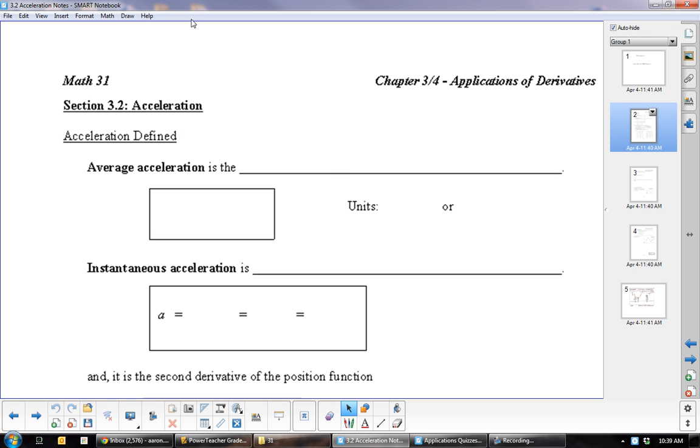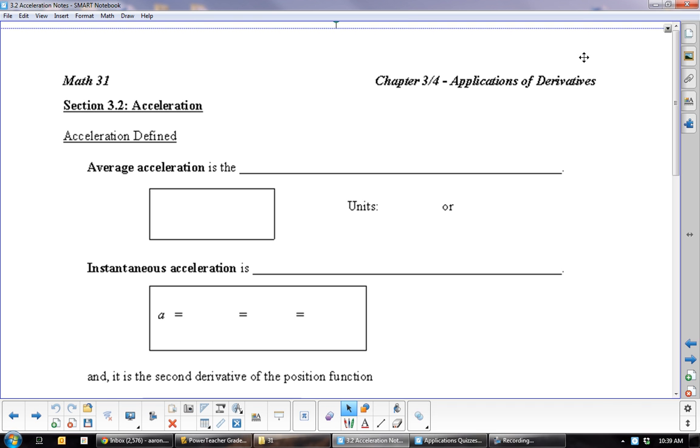Okay, so when we take the derivative of a distance-time formula or graph, you get instantaneous velocity. Now we're going to move this up one more notch and talk about acceleration.